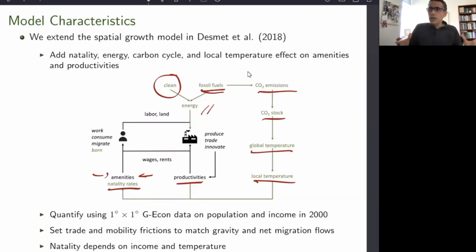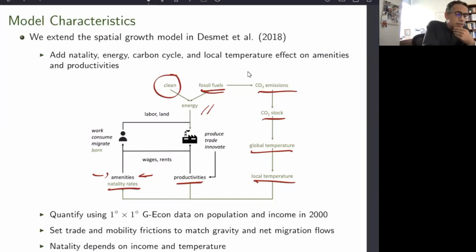We're going to take this model and quantify it at the 1 degree by 1 degree level of the world. There are about 23,000 cells, 1 degree by 1 degree cells that have some land in them in the world. And so that's the level of resolution that we're going to be using.